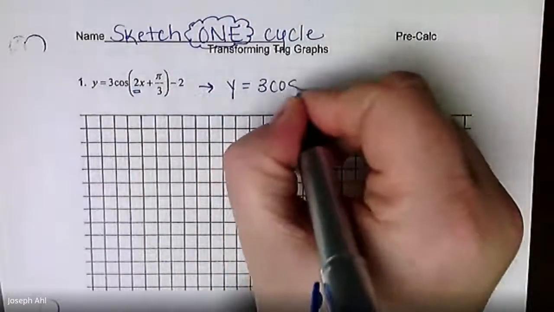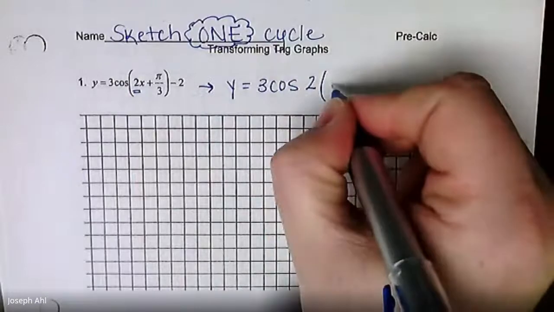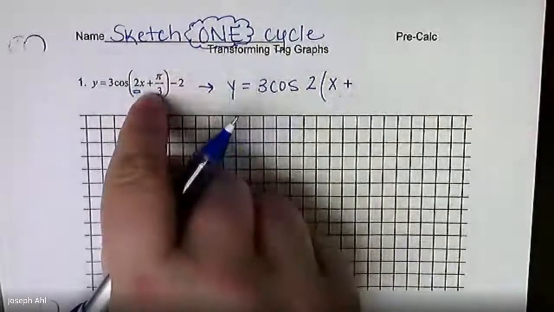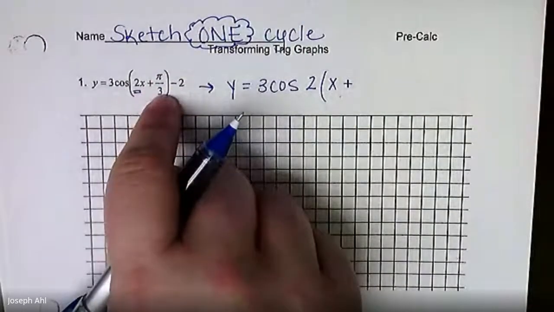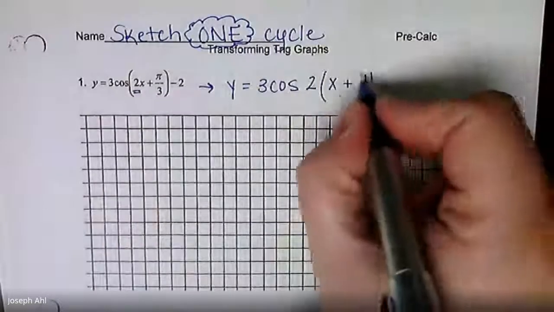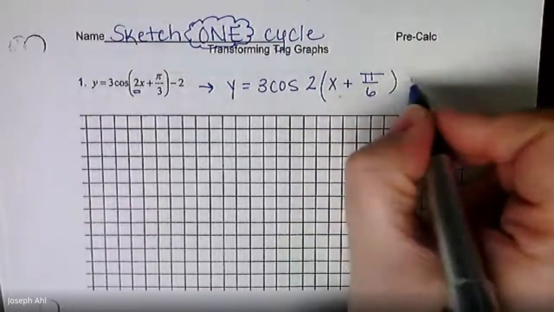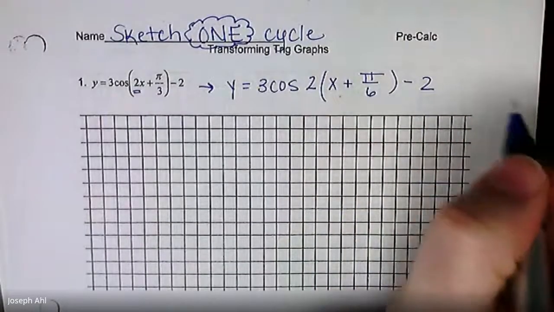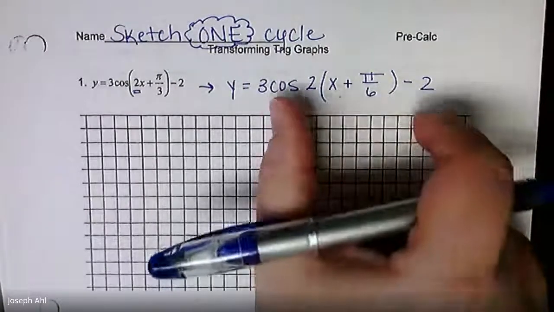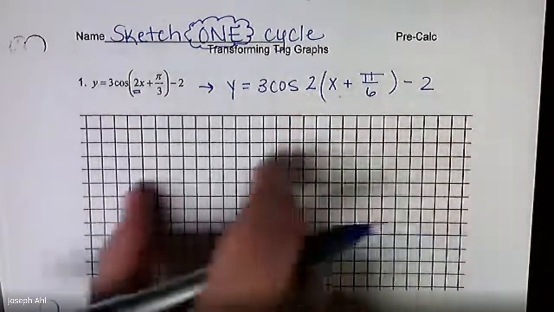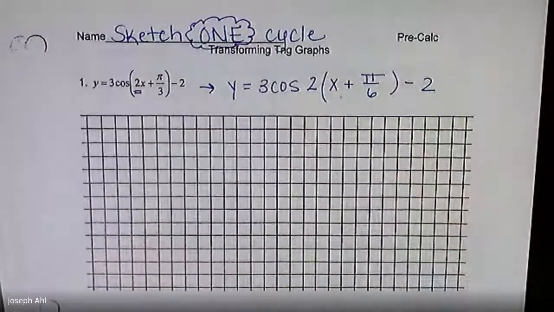So I'm going to translate this equation to be 3 cosine. If I take the 2 out, we get x plus. Now remember that taking a 2 out is like dividing this by 2, or like multiplying it by a half. So that becomes a pi over 6 on the inside, with a minus 2. Now in this form, we can clearly identify what the phase shift is, that left or right shift.